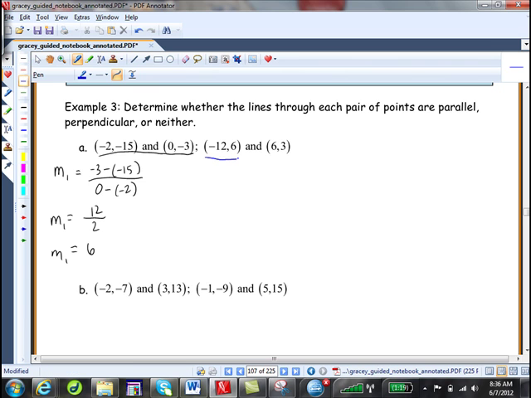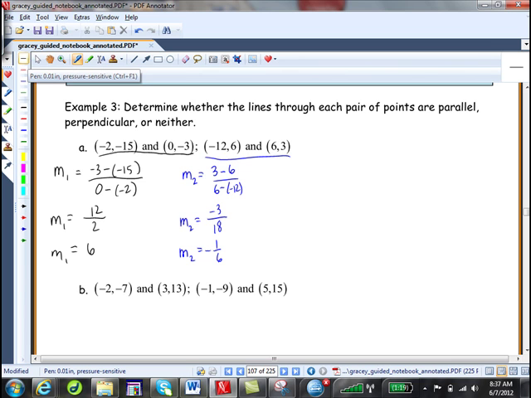All right, this one will be the second slope, so M2 will be 3 minus 6 over 6 minus negative 12. This will give us negative 3 over 6 plus 12 is 18. So this will be negative 1/6. Okay.